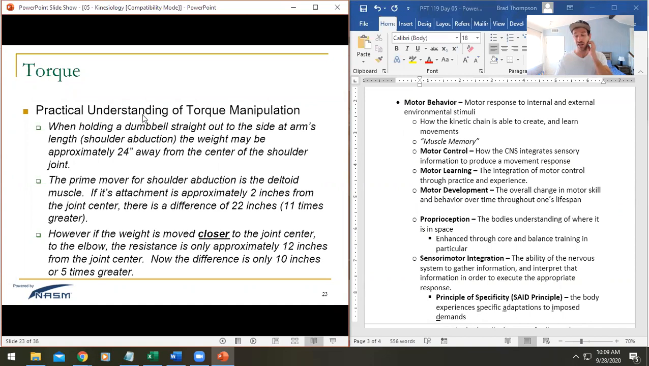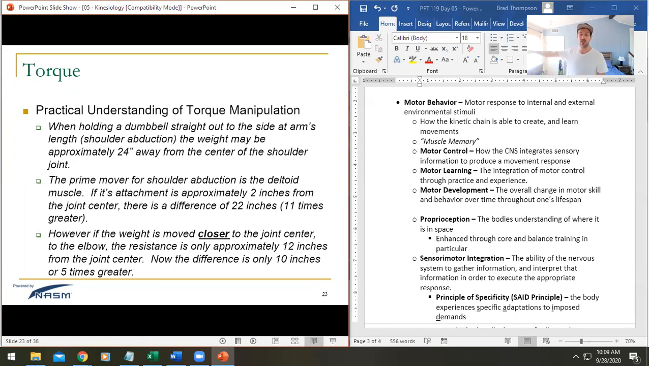So last little bit, here's an example, like I said, with the chair earlier. This is a practical understanding of torque and how to manipulate torque. So let's say you're holding a dumbbell straight out at your side, right? The weight is 24 inches away from the pivot point, which is my shoulder. So the prime mover for shoulder abduction is the deltoid muscle, which is about 2 inches long. So that's a difference of 22 inches, okay? So that's 11 times greater, the length of the muscle compared to how far it has to pull. So 11 times as far.